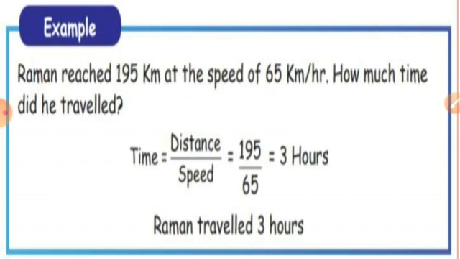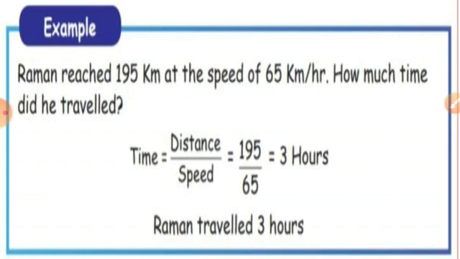See the first example. Raman reached 195 km at the speed of 65 km per hour. How much time did he travel? Here the first one denotes distance. That means Raman reached 195 km, that means it is the distance. So distance is equal to 195 km. And the second one is what? Speed. So speed is equal to 65 km per hour.